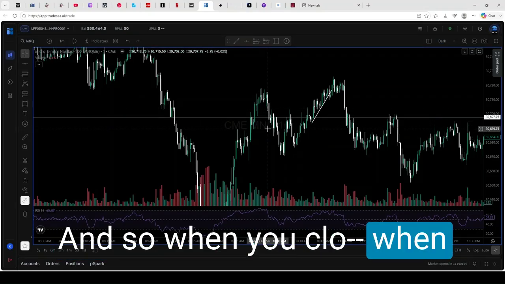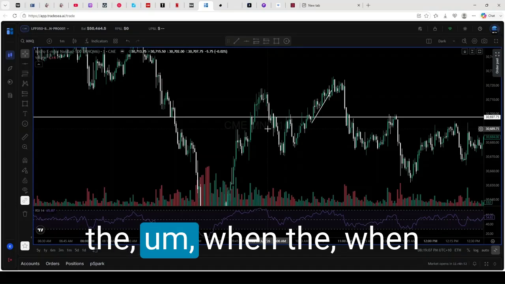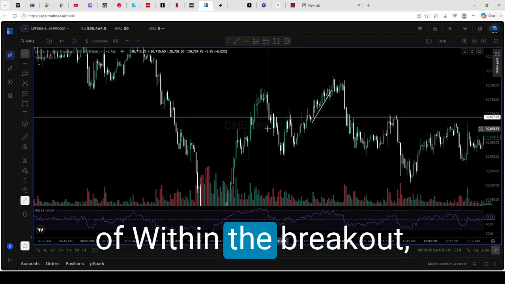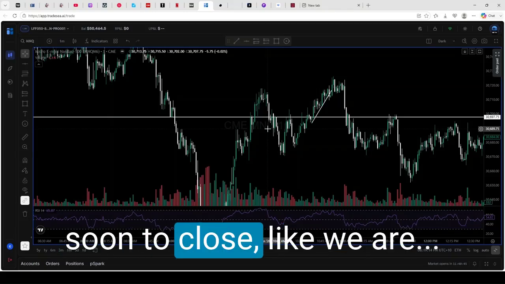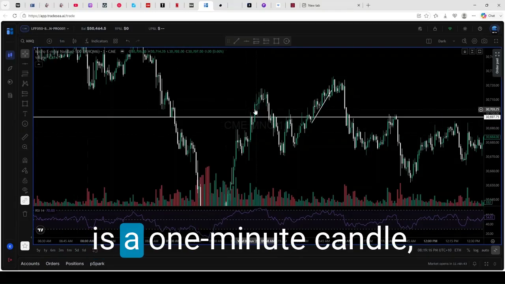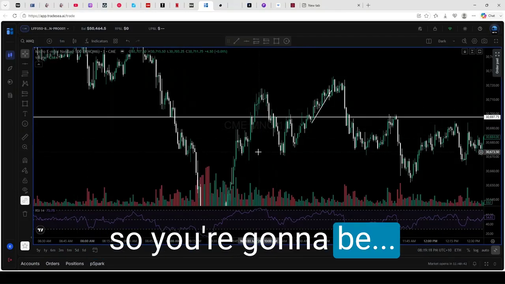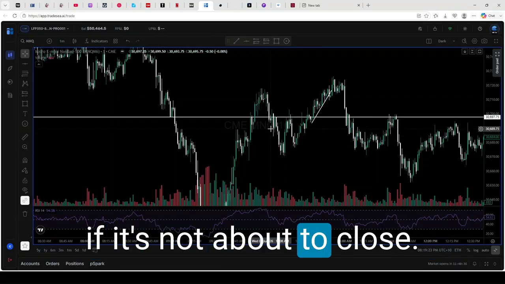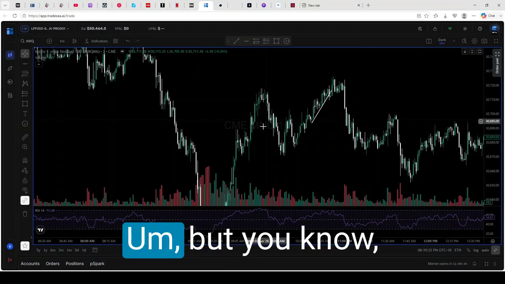And so when the candle's closing, sort of within the breakout, when it's soon to close, like every candle here is a 1 minute candle, you want to be able to take the trade if it's not about to close. I hope that makes sense.